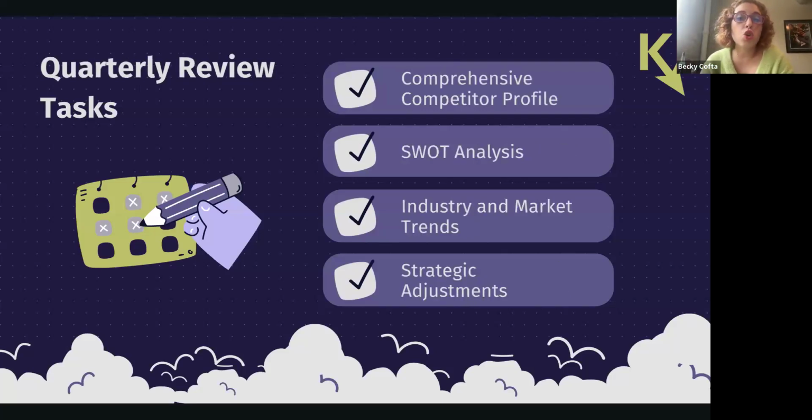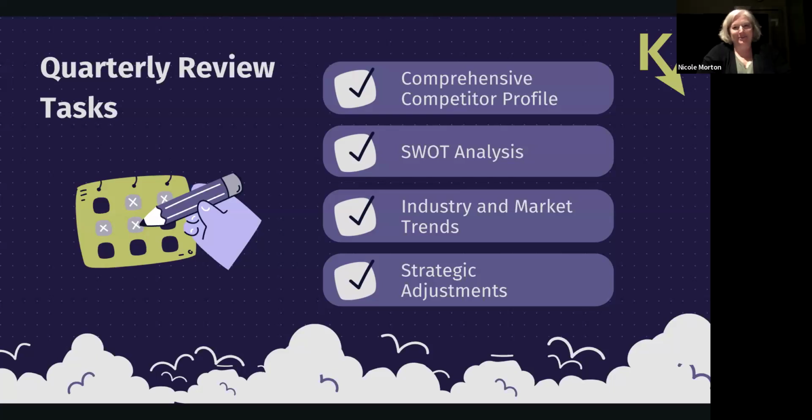So if we were to look quarterly, an in-depth analysis might look like starting with a comprehensive competitor profile, updating profiles for each major competitor, including financial performance, market share, and strategic initiatives. And then let's go back to our business class in college. Let's do a good old SWOT analysis, conducting that SWOT analysis for top competitors and understanding their, say it with me, strengths, weaknesses, opportunities, and threats.